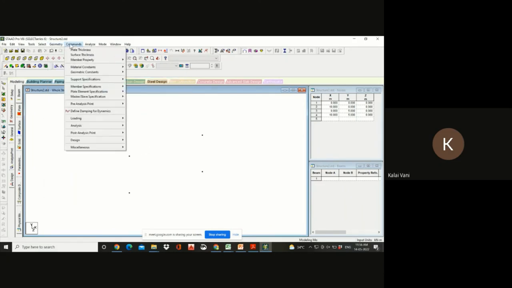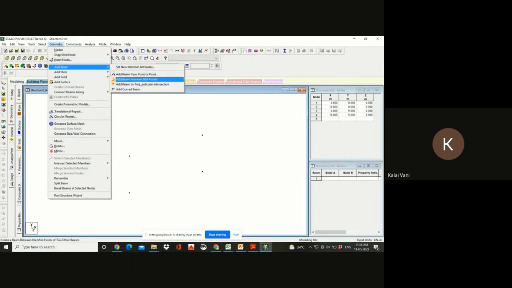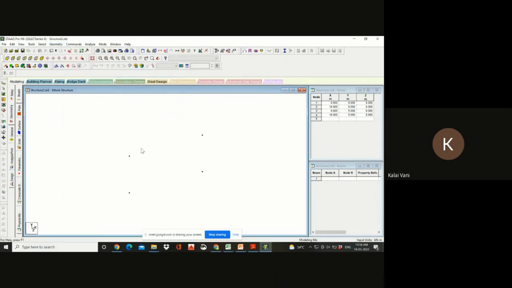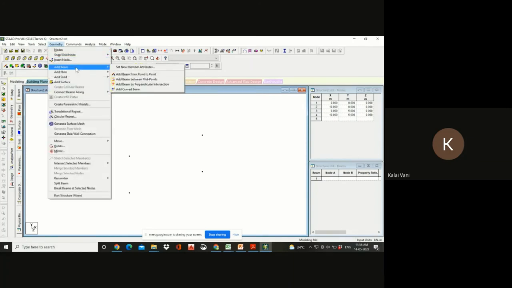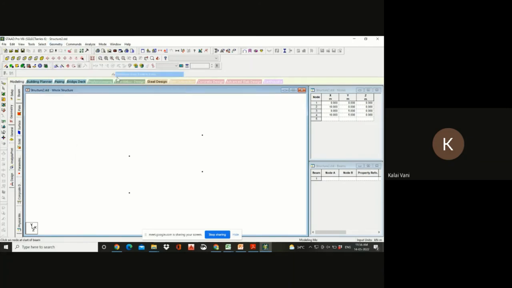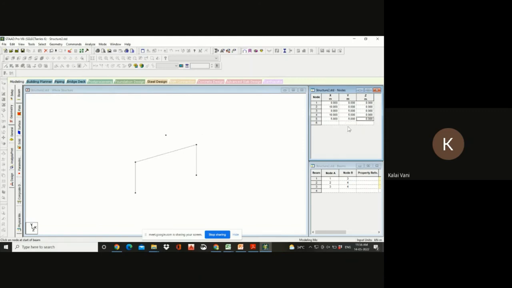Add beam. Here you can see add beam from point to point, add beam between midpoints, add beam by perpendicular direction. Now you can choose add beam from point to point, one node to node, like this horizontally. Similarly, if you want to create a truss at a height, we need one more node. At the midpoint, X is 5 meters, and the Y height of the truss should be more than this, above 3. So 5 plus 3, it will be 8.